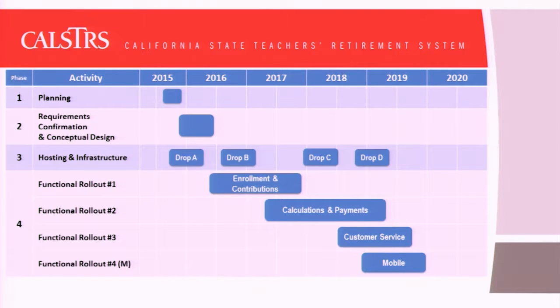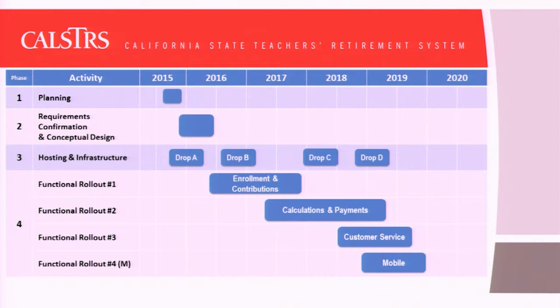The second wave that you see, functional rollout 2, is going to focus more on the retired side and doing the payment and the calculations. And in the third wave, it's under the customer service, but it's enhancing some more of the online customer service and some of the features for the members.